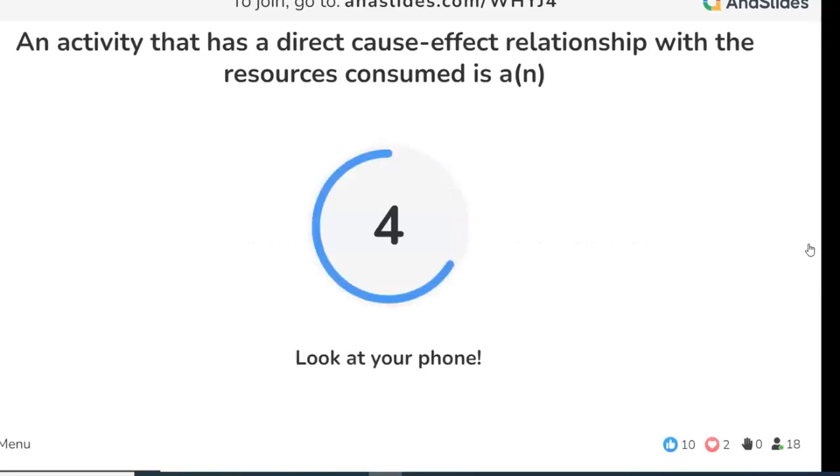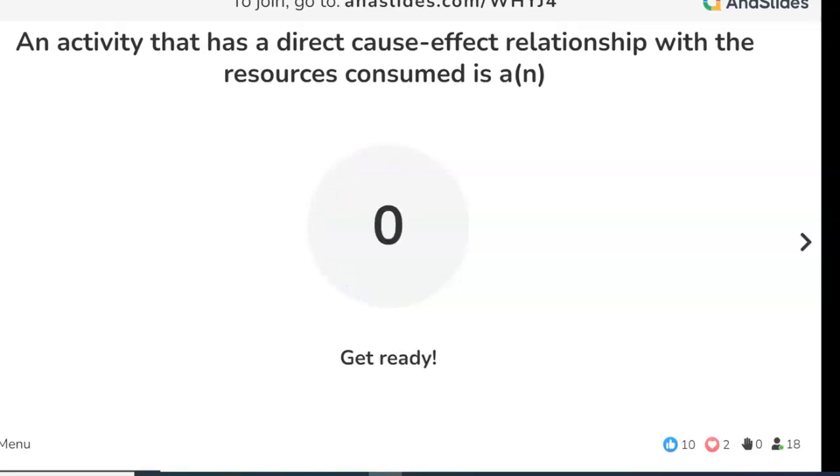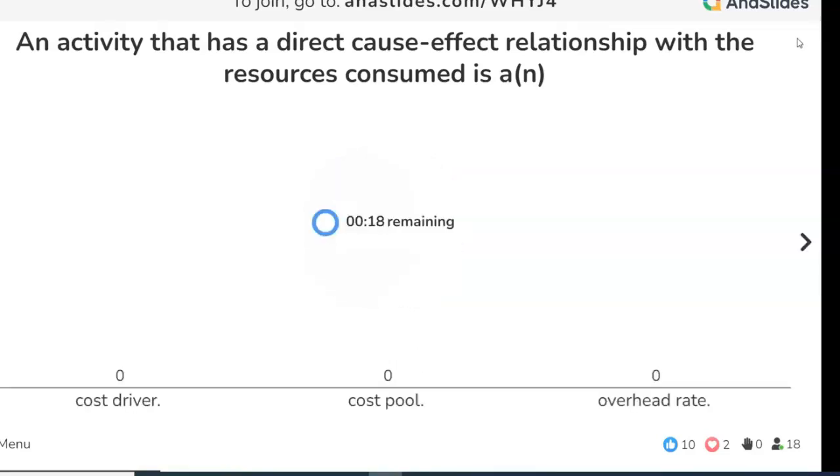All right, an activity that has a direct cause and effect relationship with resources consumed, it's called a cost driver, a cost pool, overhead rate.